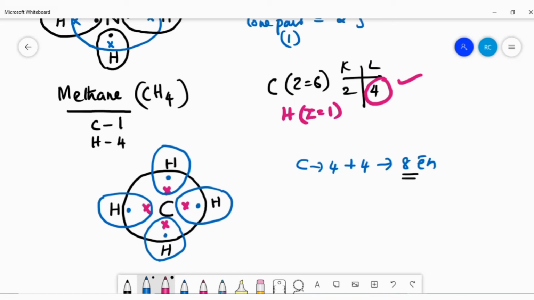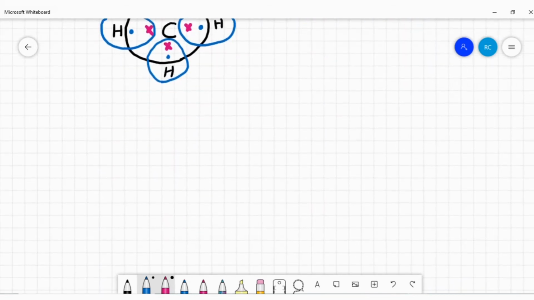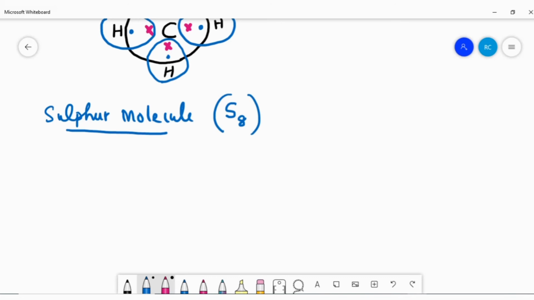Now we can draw the sulfur molecule, which is a different compound. The sulfur symbol is actually S, but the sulfur molecule contains 8 atoms together. So S8. We need to represent 8 atoms.